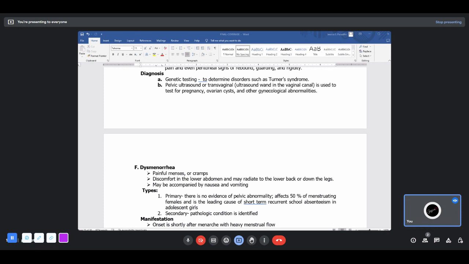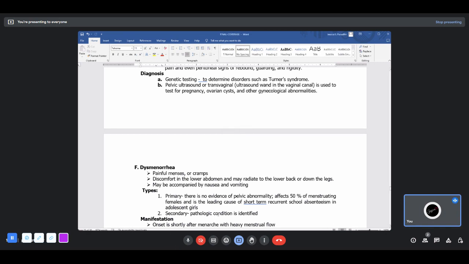So, para malaman mo yung weeks ng baby, lalong-lalo kapag bago pa lang, okay, para malaman mo yung exact weeks, gumagamit sila ng transvaginal ultrasound. Okay, so yan yung sa ating amenorrhea. Hindi naman pregnancy ang nakikita dyan, yung mga about diseases din also. Kapag may mga tumor na nakikita, mga cyst, and kapag may mga other gynecological problems or abnormalities.